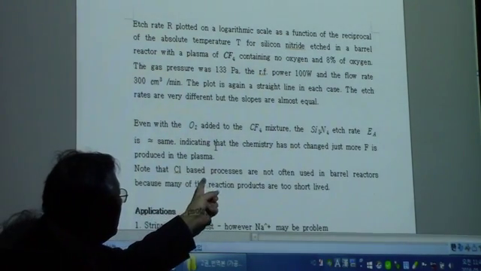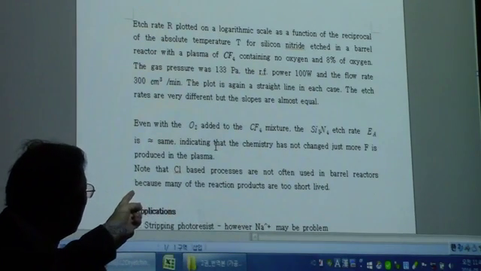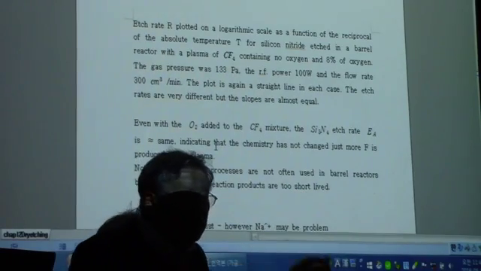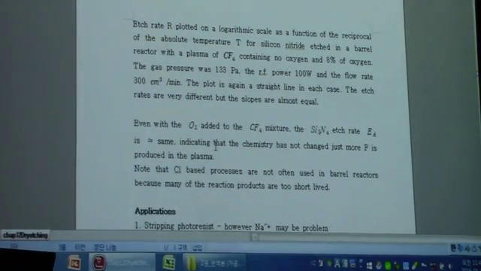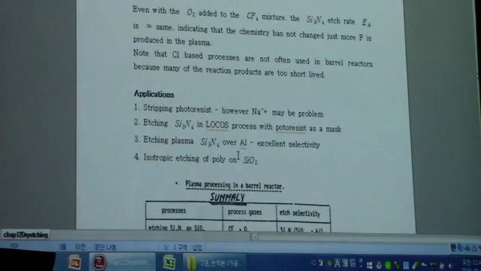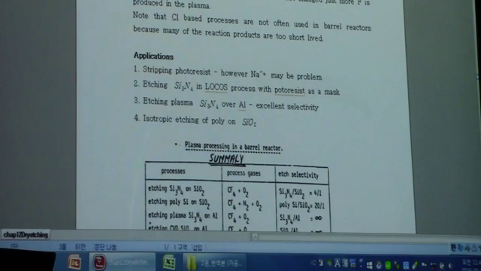Note that the chlorine-based processes are not often used in a barrel-type reactor because many of the reaction products are too short-lived. Okay, so this means the distance between the wafer and the plasma has to be less than 25 centimeters if you use the chlorine as a reactive plasma gas. And besides this, chlorine is very corrosive, so we do not want to flow the chlorine in your chamber.